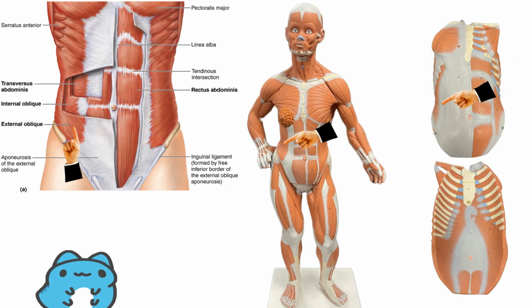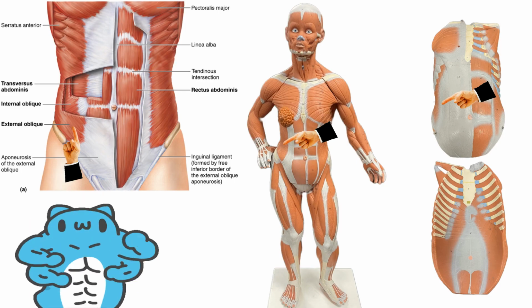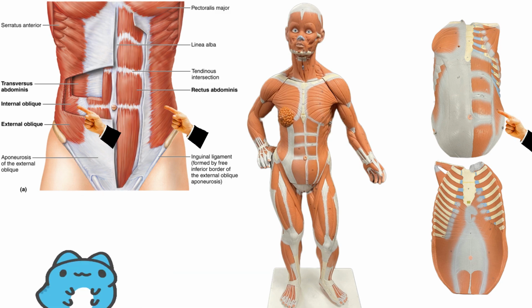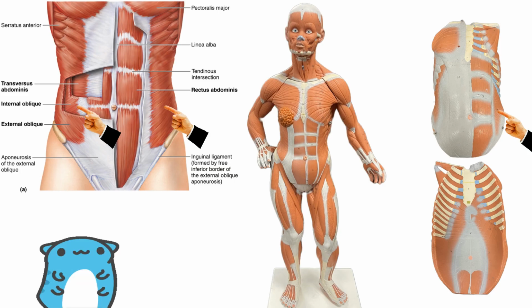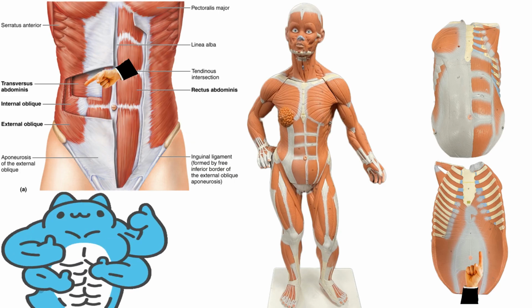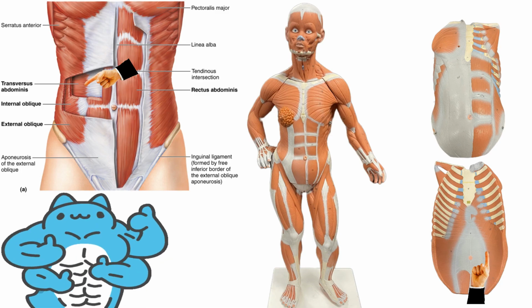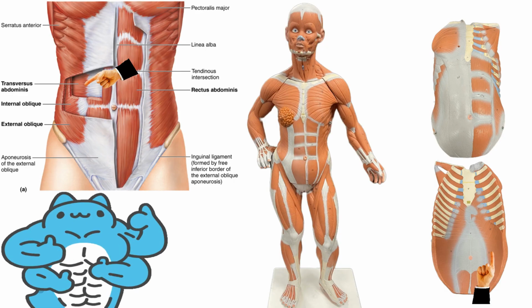Moving laterally, we find the external oblique, originating from the ribs and inserting into the linea alba and pelvis to assist in trunk rotation. Deep to that is its mirror image, the internal oblique, which originates from the lumbar fascia and ilium to provide further rotational support. Finally, the deepest layer is the transversus abdominis. It wraps around the torso like a natural corset, originating from the ribs and ilium to compress the abdominal contents and provide essential spinal support.